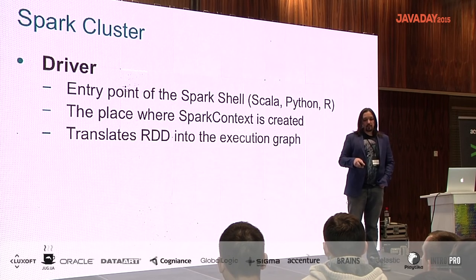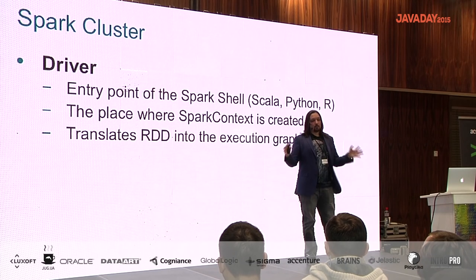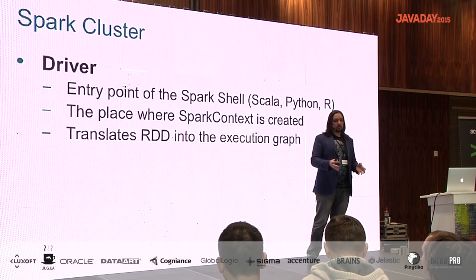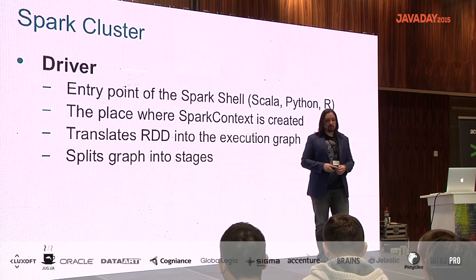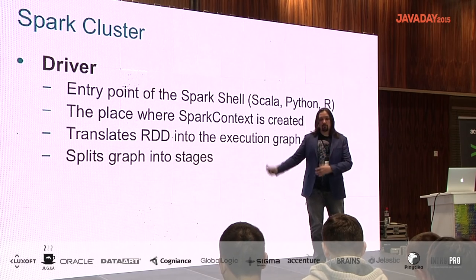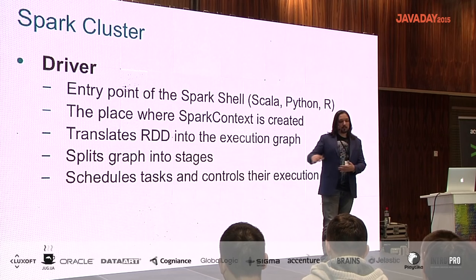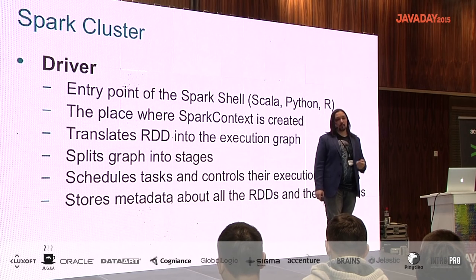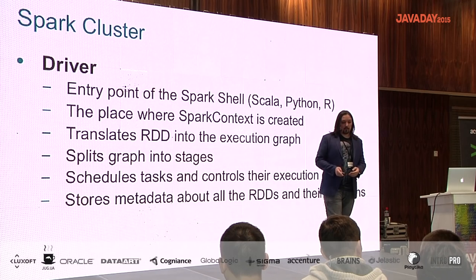It translates RDDs into an execution graph. So when you execute an action, it gets all the metadata about all the RDDs participating in this action and generates a directed acyclic graph of execution based on the RDD meta information. It splits this execution graph into separate stages of execution. I will show you how it happens. And it schedules each of the tasks of data processing and controls their execution. It stores all the metadata about RDDs and their partitions: how they are stored, where they are stored, and what they are.